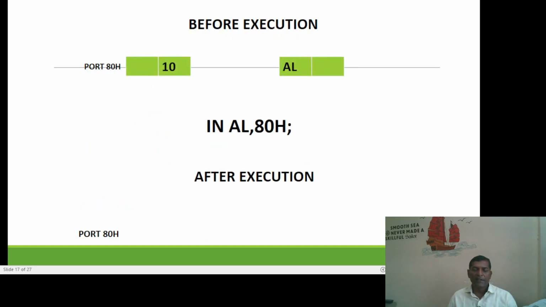This is an example of the IN AL, 80H instruction. The port address is 80H and the content or data at this port address is 10. So this 10 will be copied from the port address to the AL register. Now this 10 is copied into AL.